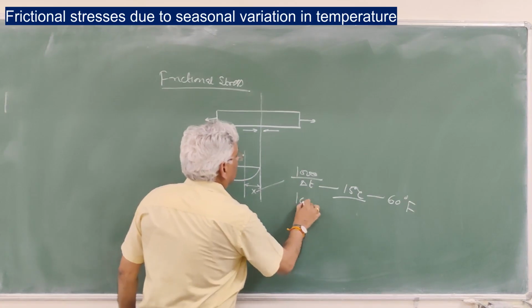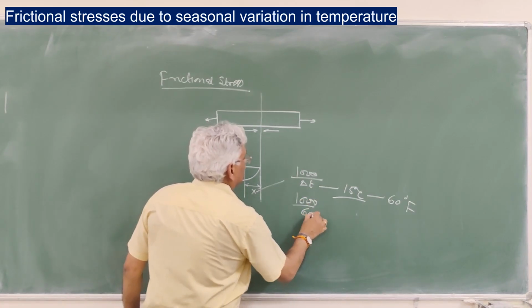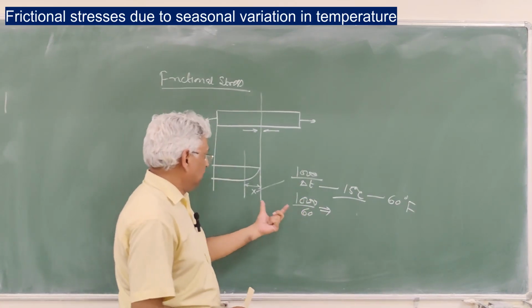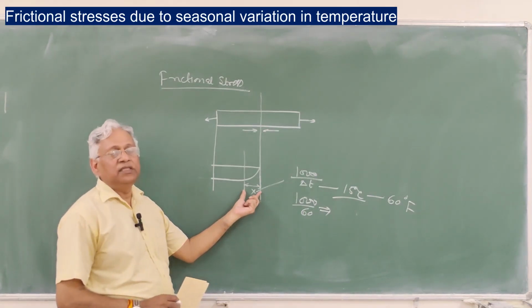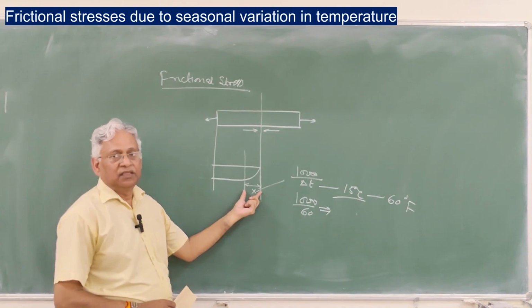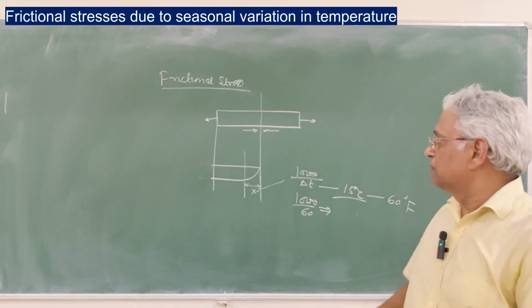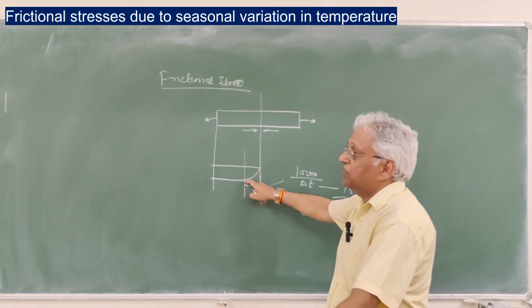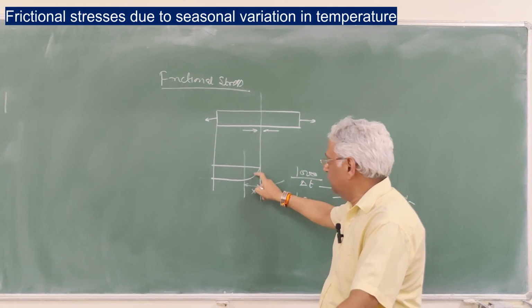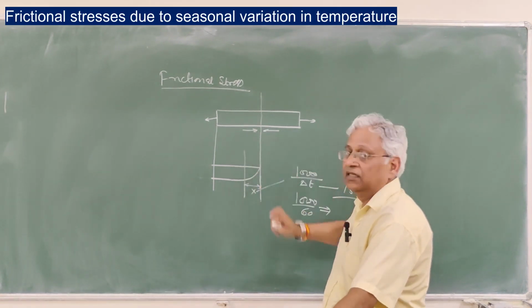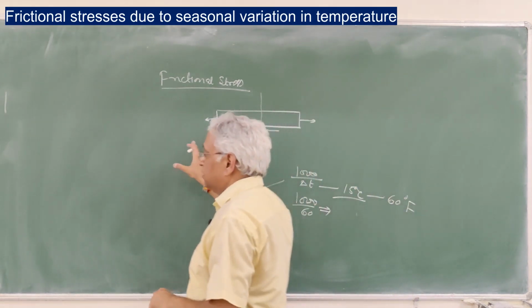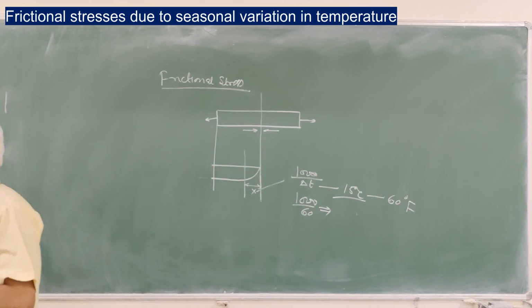So 1000 upon 60, so 17 inch. So this X will be 17 inch. 17 inch basically means around 45 centimeter. So maximum frictional stress will develop at 45 centimeter from the center of the slab. Now this can be calculated by putting the total frictional force equal to the stress work done.